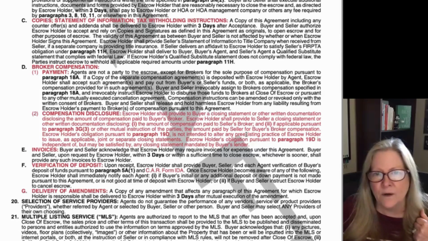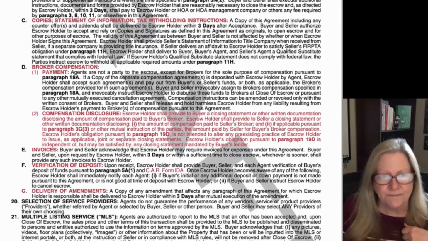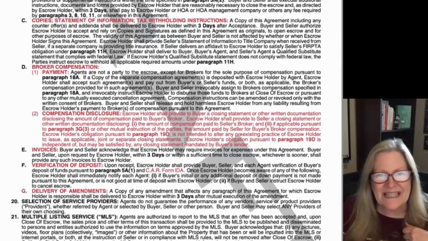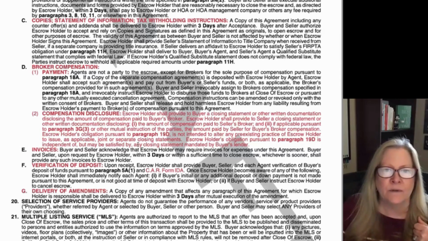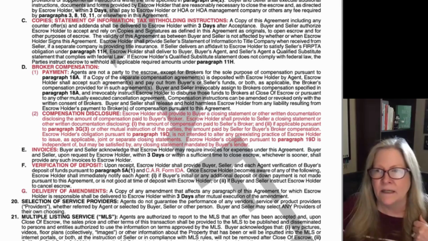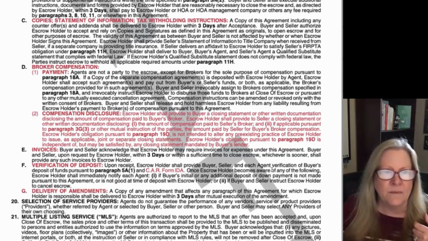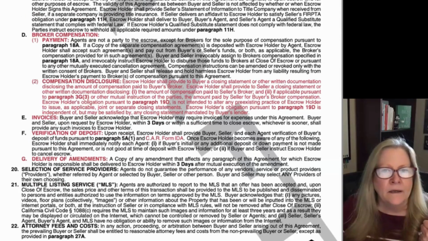The amount paid by seller for buyer's broker compensation, escrow holder's obligation pursuant to 19D, is not intended to alter any pre-existing practice of escrow holder to issue, as applicable, joint or separate closing statements. Escrow holder's obligation is independent of but may be satisfied by any closing statement mandated by buyer's lender. So that's just clarifying what they need to provide to the buyer and seller with all of our new things going on. Okay.